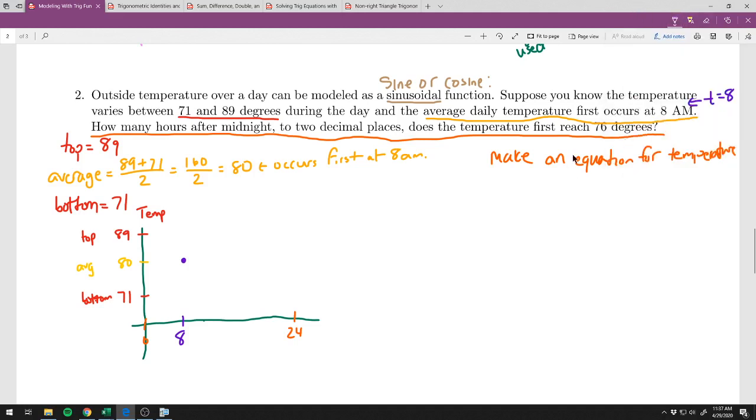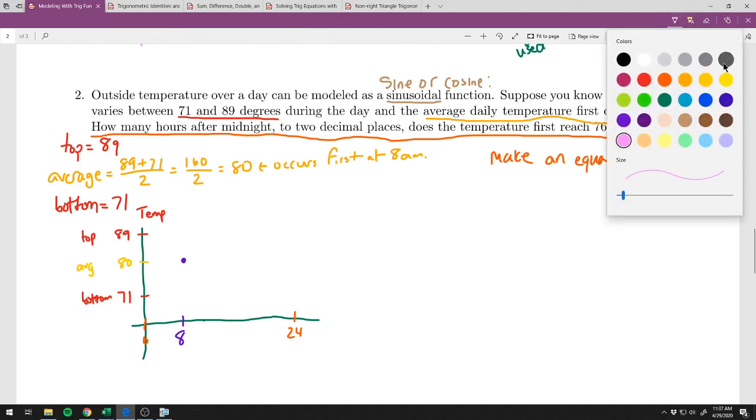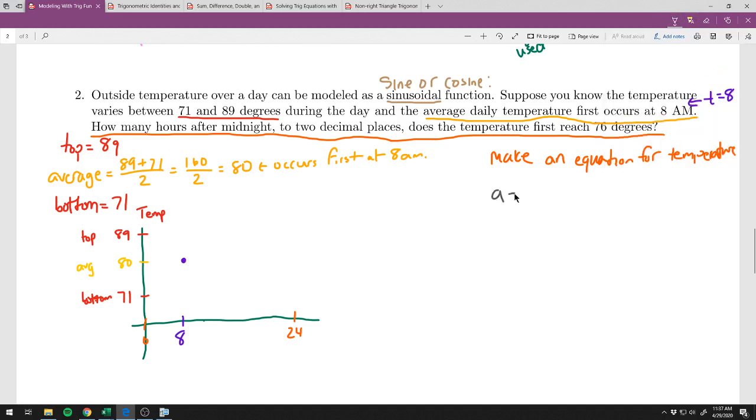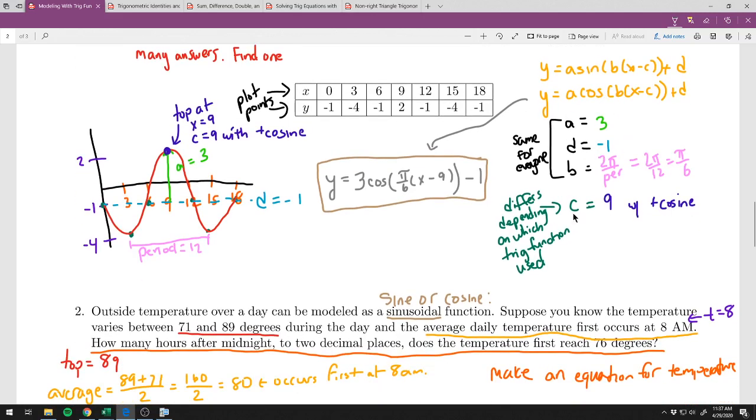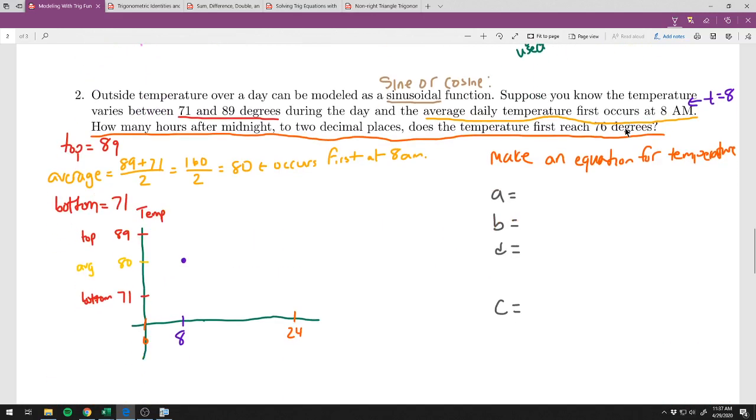Let's go ahead and figure out some stuff. We're going to have one of the trig functions, either sine or cosine. It's going to follow the same formula up here, and we're trying to figure out what A, B, C, and D are. When we figure out C, which one do we use? Our A is how high up we go from the average to the top. So A equals 9, from 80 to 89. The average is exactly what D is. So D is 80.